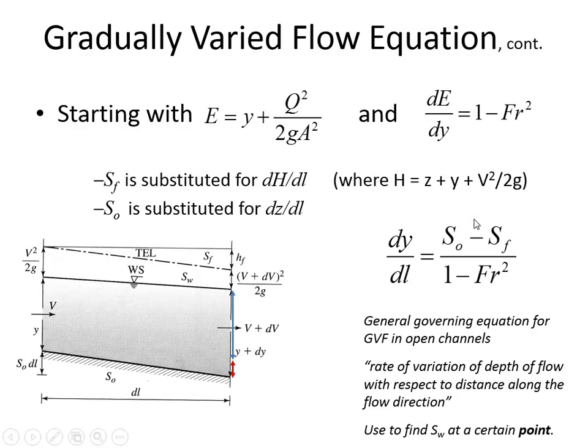It says it's not necessarily the slope of the water surface, because the slope of the water surface takes into account the channel bed slope and the dy/dl. But if you know the channel bed slope, then you can find the slope of the water surface by combining dy/dl and the channel bed slope.